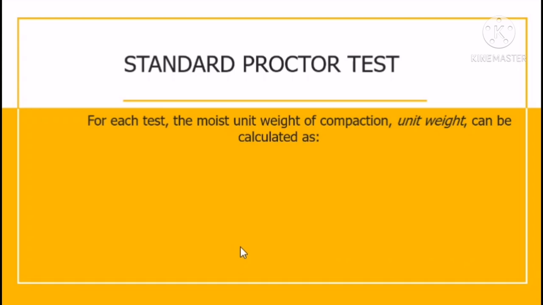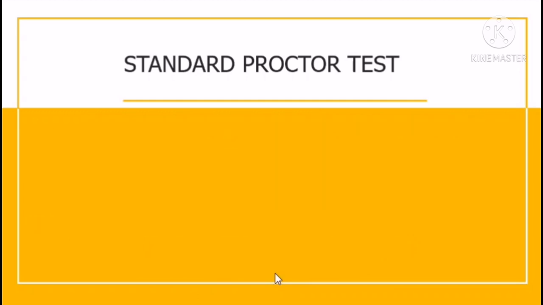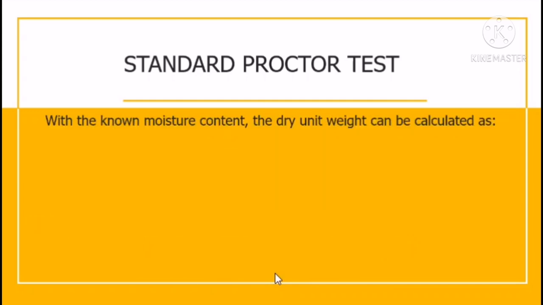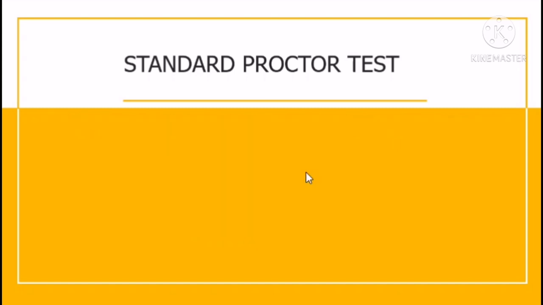Okay. So, for each test, the moist unit weight of compaction can be calculated as weight over the volume of the mold, where weight is weight of the compacted soil in the mold, and VM is the volume of the mold. And then, with the known moisture content, the dry unit weight can be calculated as unit weight over 1 plus MC. So, that is the formula for the dry unit weight, di ba? With given moist unit weight and moisture content. We already studied that in the previous lessons.